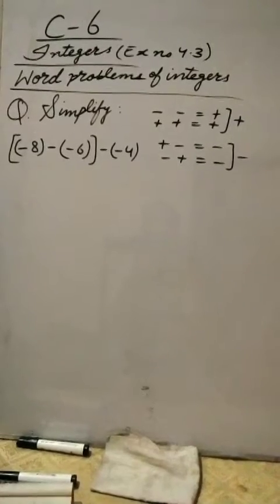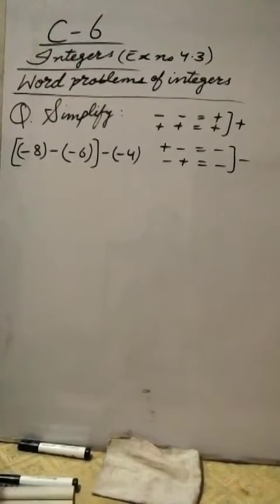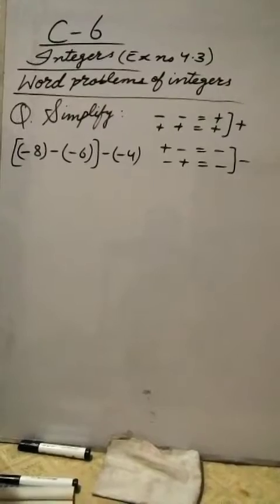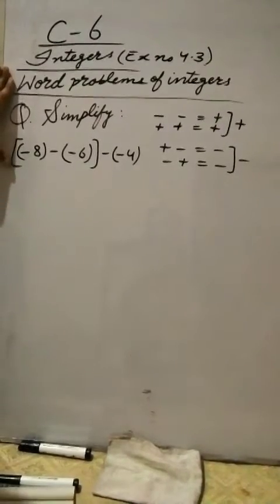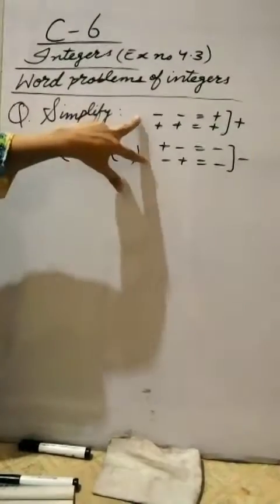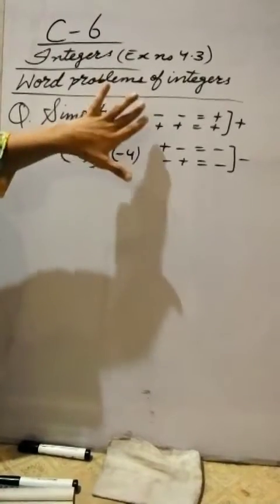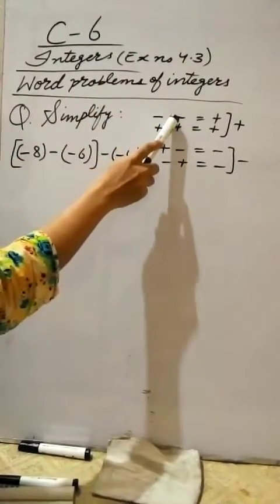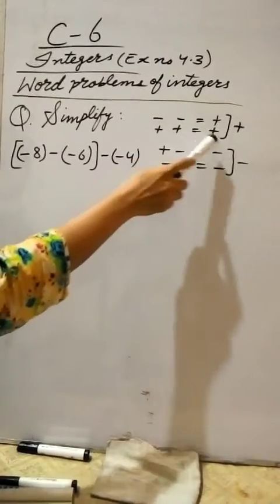Today we will start exercise number 4.3 and today's topic is word problems of integers. Before we start the word problems of integers, first of all you need to remember the rules. Remember the formula table. Minus minus is always plus. Plus plus is always plus.